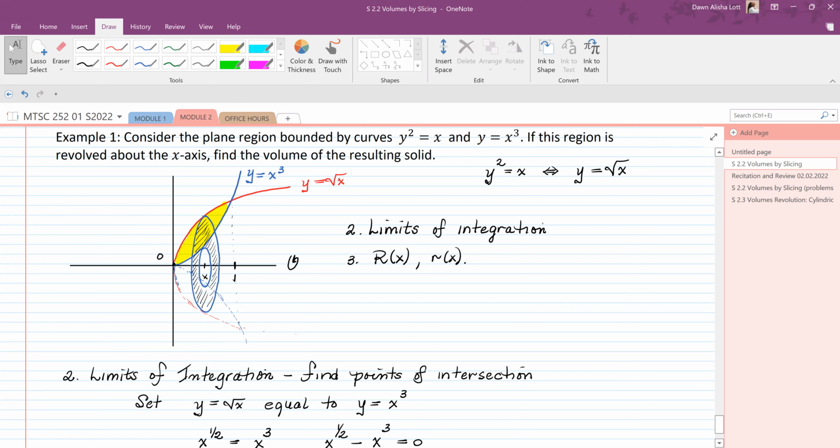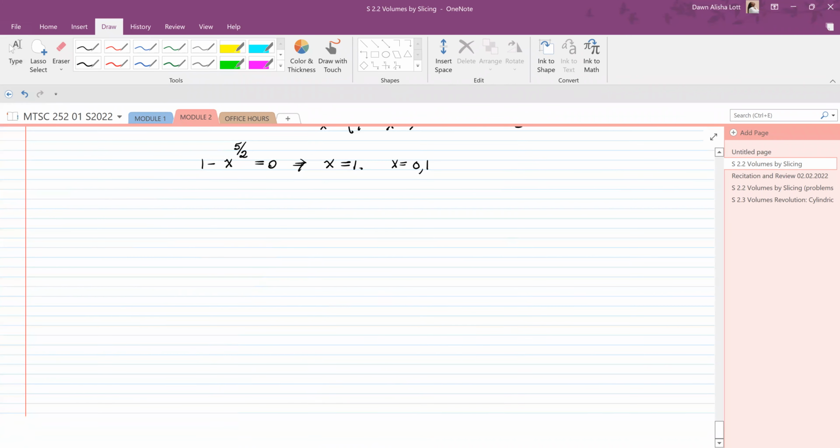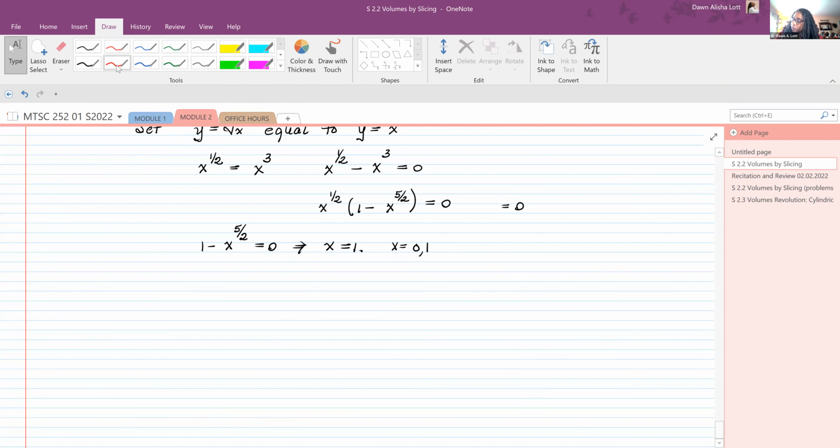Would it be the red line? Yes, it is. And that curve is what? Y equals square root of x. Okay. So big R is the red one. So that's the square root of x. So by process of elimination, the little r is x cubed.